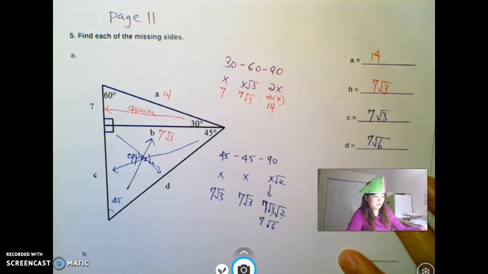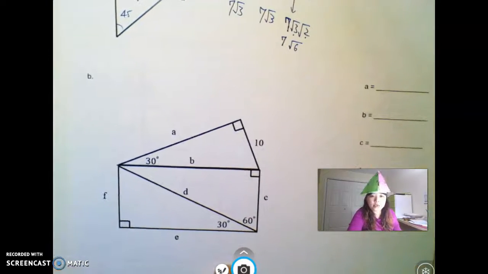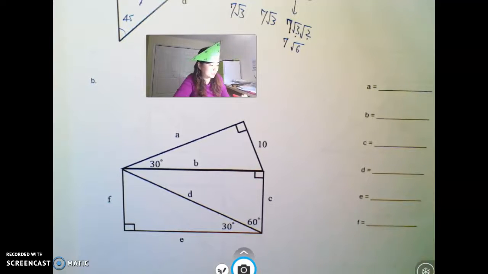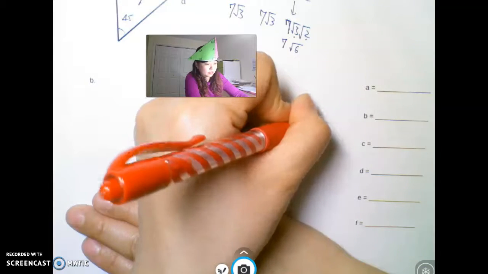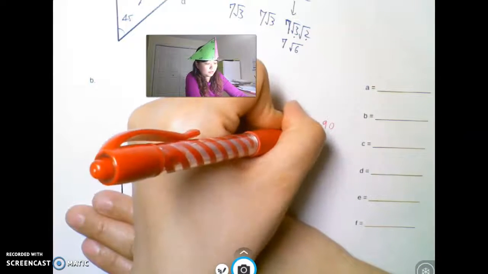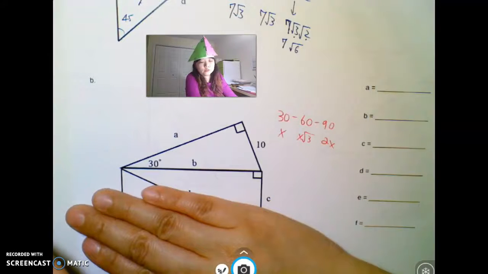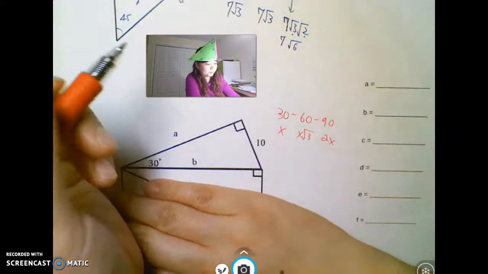Cool? And then there are three triangles all mingled together. I don't like this. Alright, where do I start? I only have 10, so I have to start with the top one. I see a 30, 60, 90 here: x, x root 3, 2x. If you do a lot of these, it's impossible to forget.